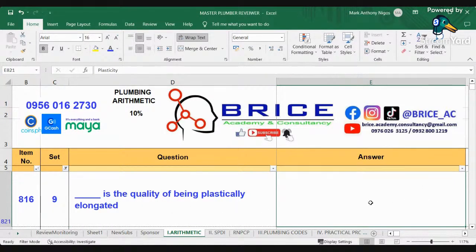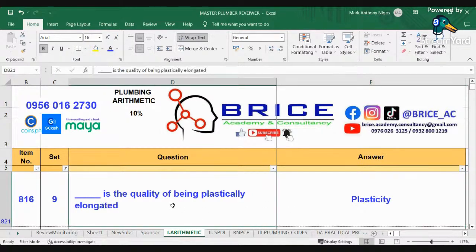816. Blank is the quality of being plastically elongated. The answer is plasticity. Plasticity is the quality of being plastically elongated. The answer is plasticity.